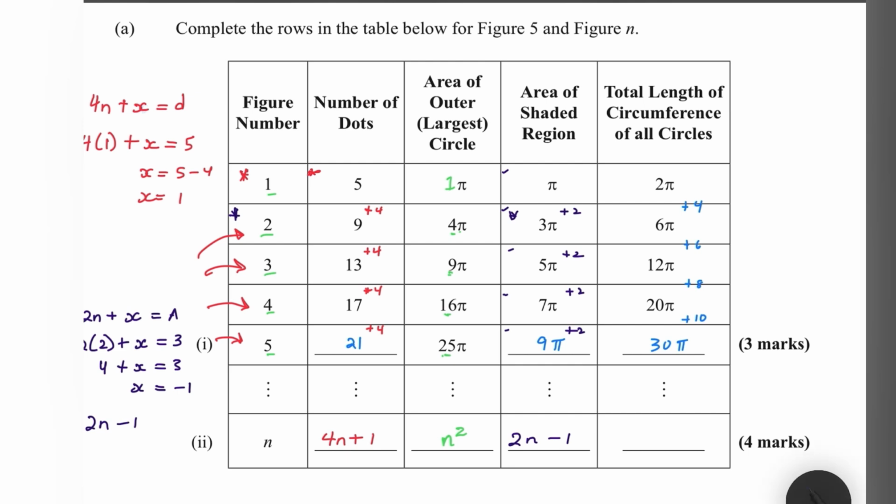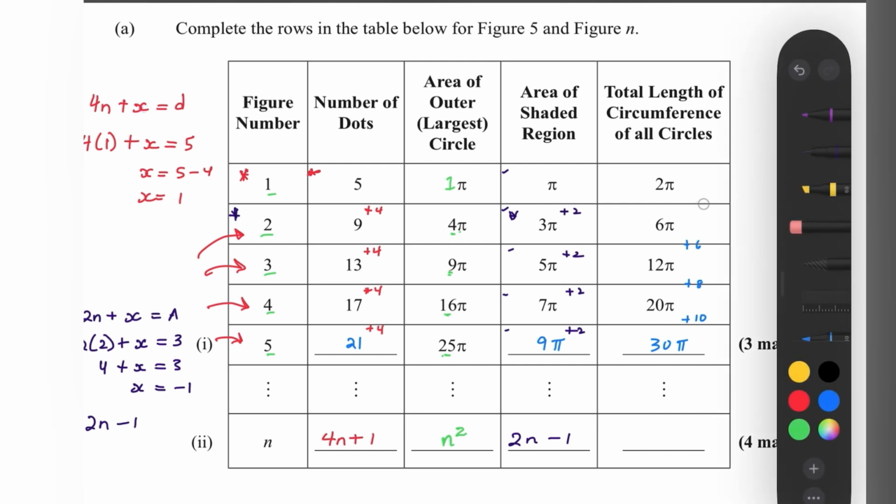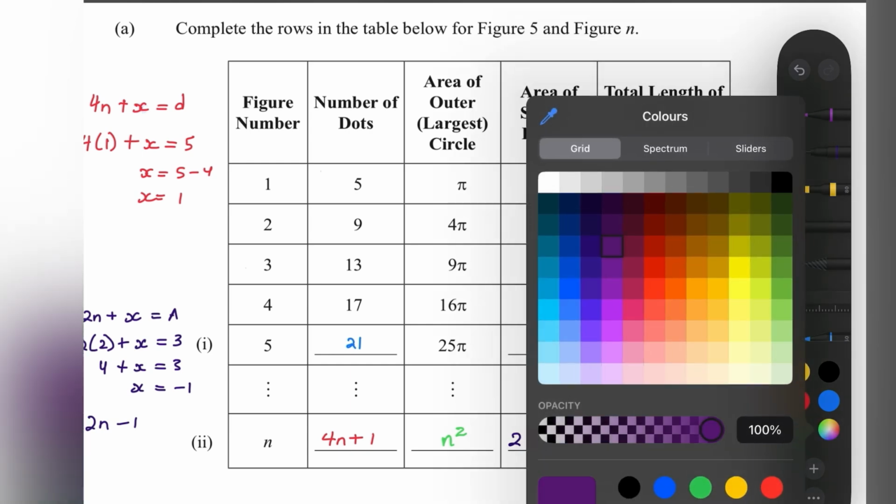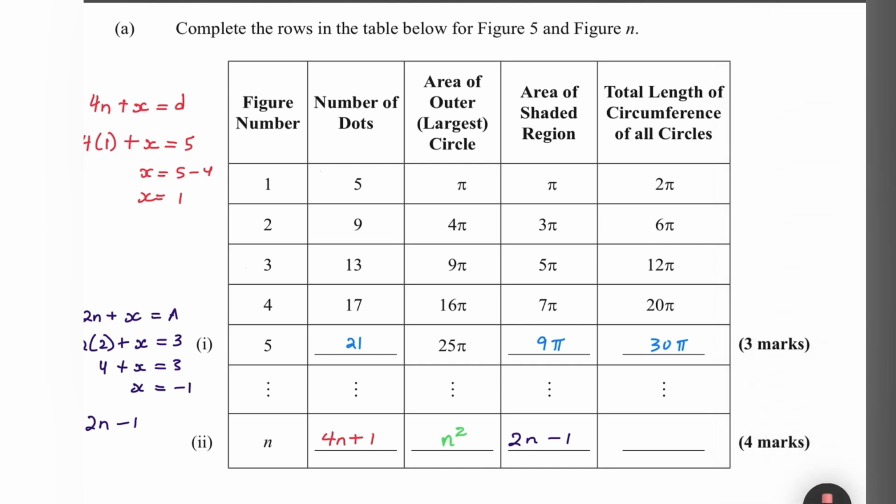Now the last one, let me just clean this up a little bit, just because now we have our values, so it can get a little cumbersome here. So I'm going to clean it up a little bit. Right. So now we're going to look for the generalization for the last one. Now the last one is the total length of circumference of all the circles.